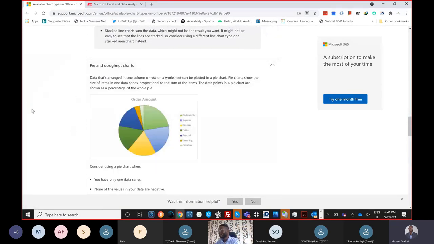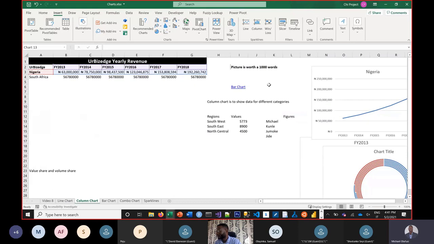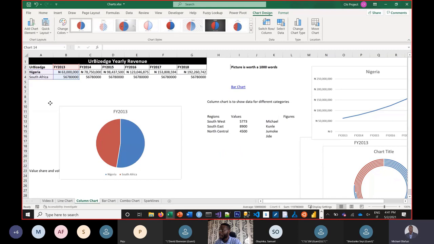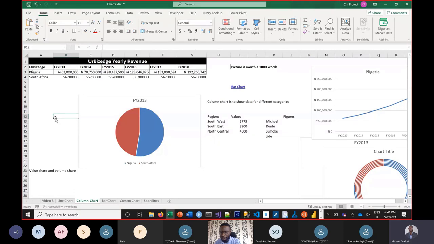Pie and donuts. Okay, pie and donut, meat pie and donut. Unfortunately, the pie doesn't have the shape of meat pie. So I want to show the contribution of revenue across our two subsidiaries. Pie chart. So nobody is confused about pie charts. Now the confusion about pie charts is not about how you do it, but about when not to do it. So let me quickly take us to this documentation.